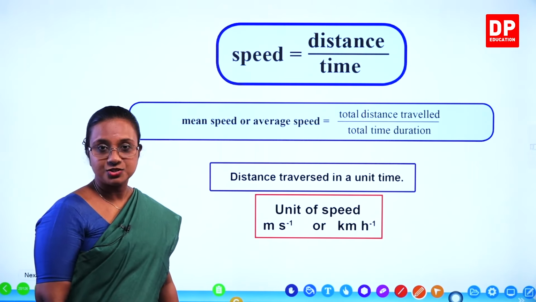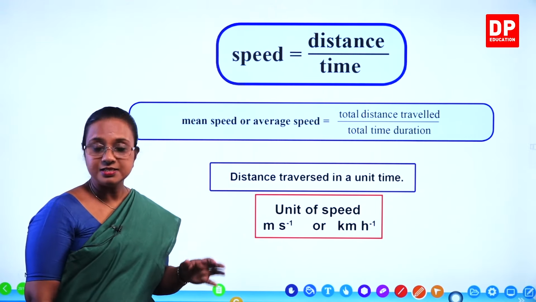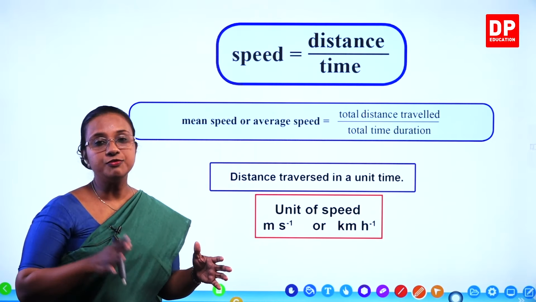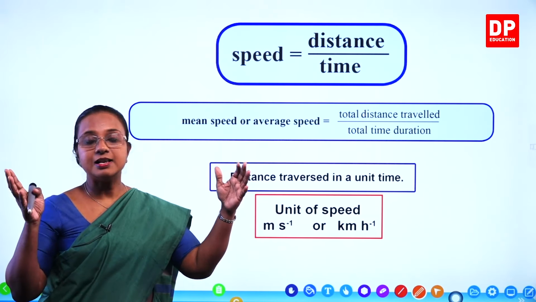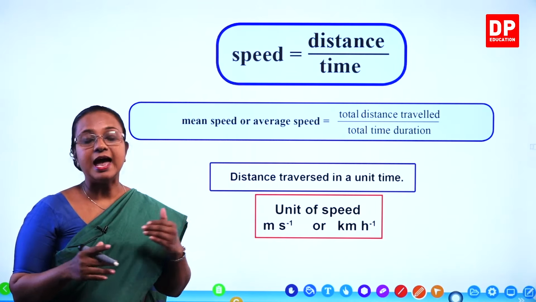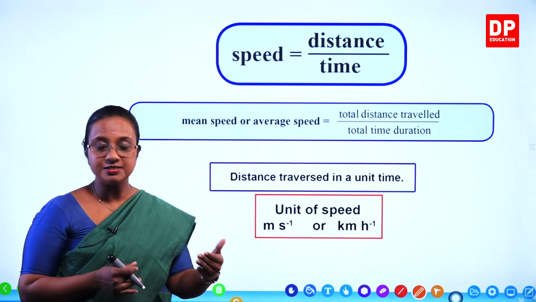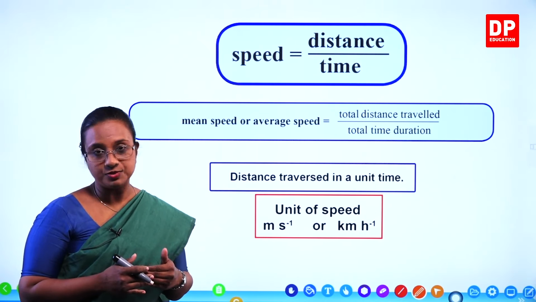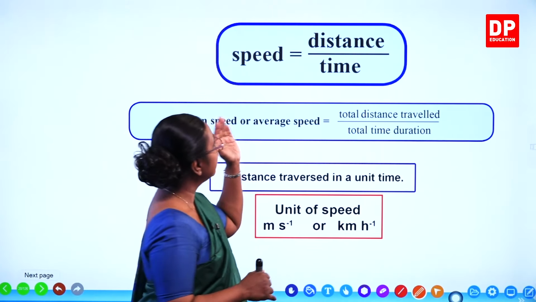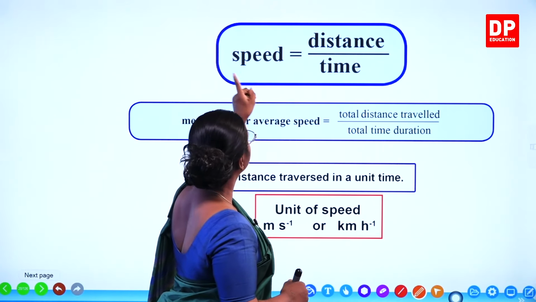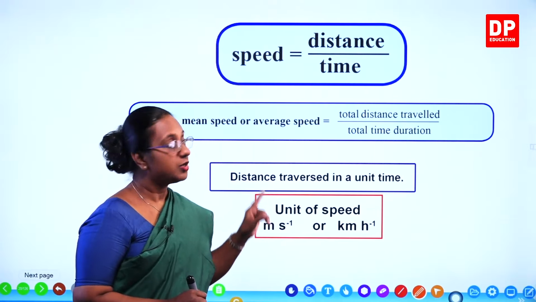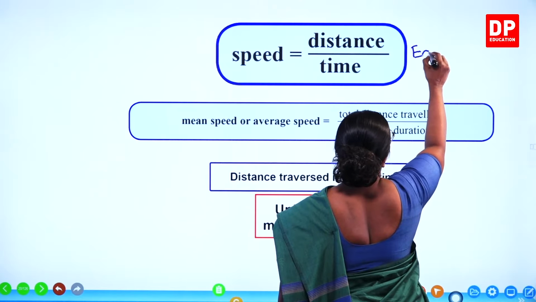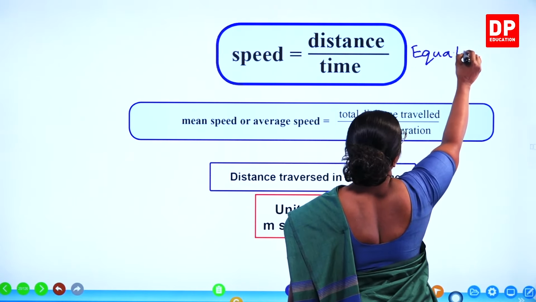So as we discussed, students, speed is the distance traversed in a unit time. When an object moves from one point to another, there is a length that it covers, and that is called the distance, and the time taken will give you the speed of the object. So therefore, when we divide distance by time, we get the speed. So this is the equation for speed.